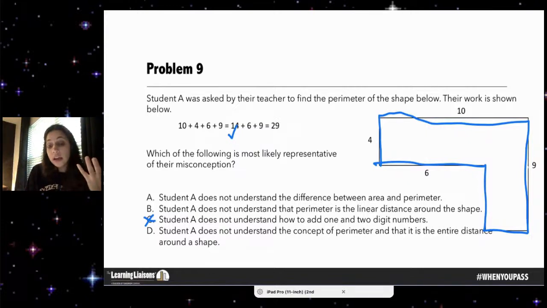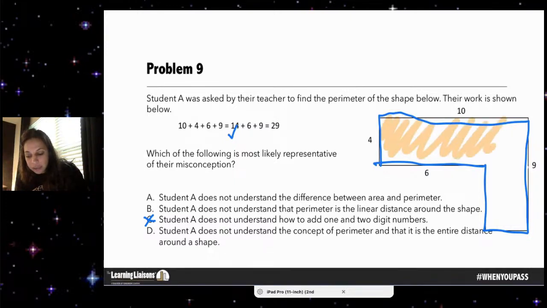Now, the student understands the difference between area and perimeter because area would be finding composite. So it would be finding the area of the top rectangle and then finding the area of the bottom rectangle and adding them together. They didn't do that. They didn't do 10 times 4 and then find the composite. So the student knows what area and perimeter are. So I've eliminated it down to B and D.